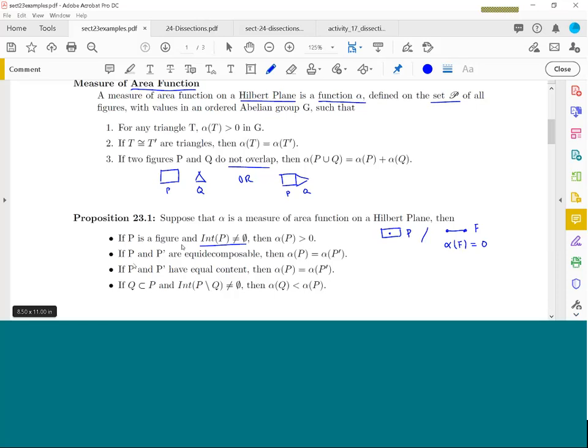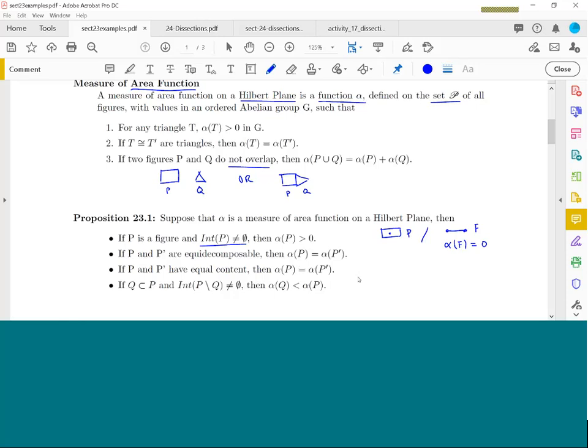Second result that you get is linking back to equidecomposable that we talked about last time. So suppose you have two figures, P and lazy P prime. Lazy because we didn't come up with a new letter. If those two guys are equidecomposable, and remember, equidecomposable means you take one of the figures, maybe P, you cut it up into a bunch of pieces that are all triangles. You take those triangles, you spin them, you rearrange them, you move them around, and you're able to form this second figure. If the two figures are equidecomposable, turns out they're always going to have exactly the same area.